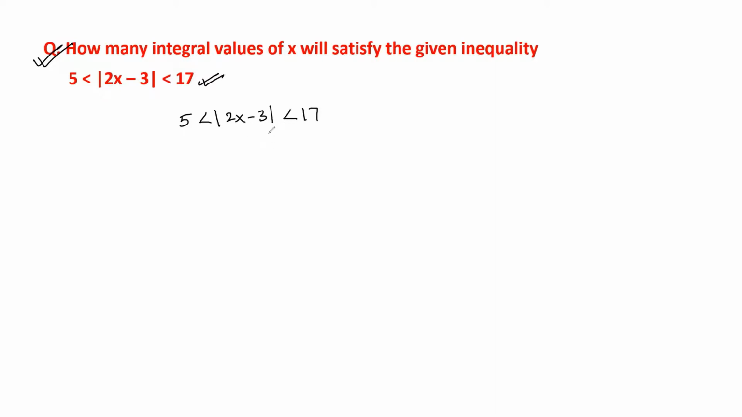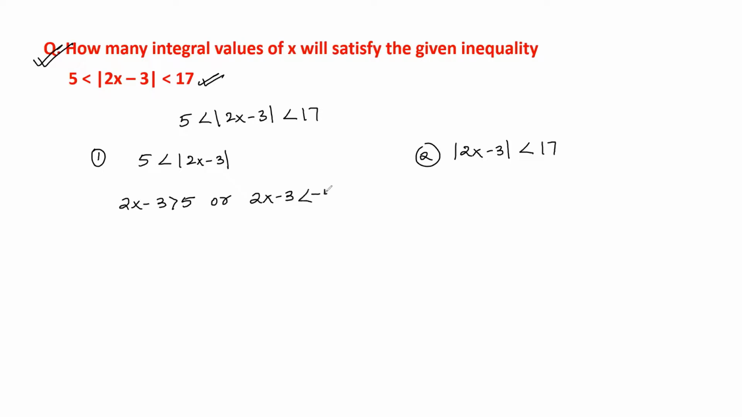Well, to solve such kind of question, we need to divide it into two parts. The first would be 5 less than mod of 2x minus 3. And the second would be mod of 2x minus 3 less than 17. Now, we know if 5 is less than mod of 2x minus 3, in that case, the range of values of x can be found out simply by using 2x minus 3 to be greater than 5 or 2x minus 3 to be less than minus 5.